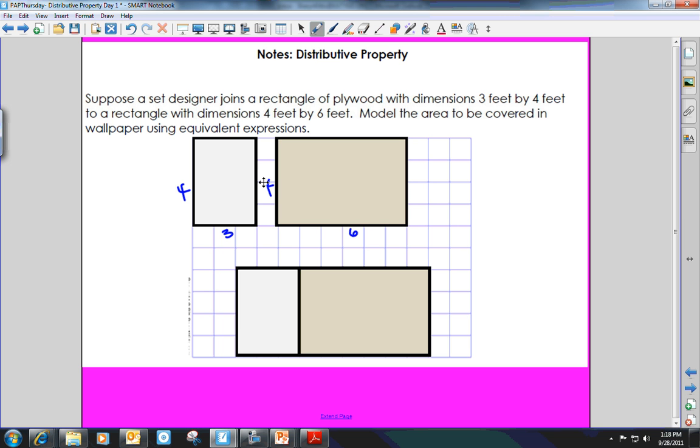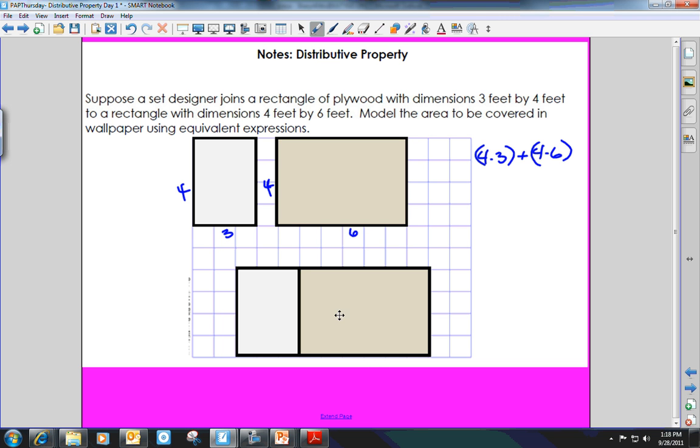Now, if we wanted to find out the total area of this plywood, we could simply do 4 times 3 plus 4 times 6. Okay? And we would come up with the total area of these two pieces of plywood.